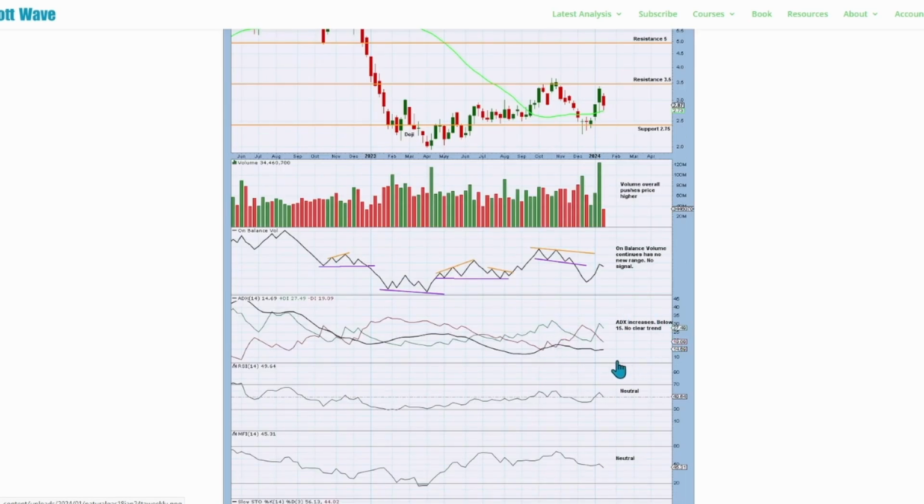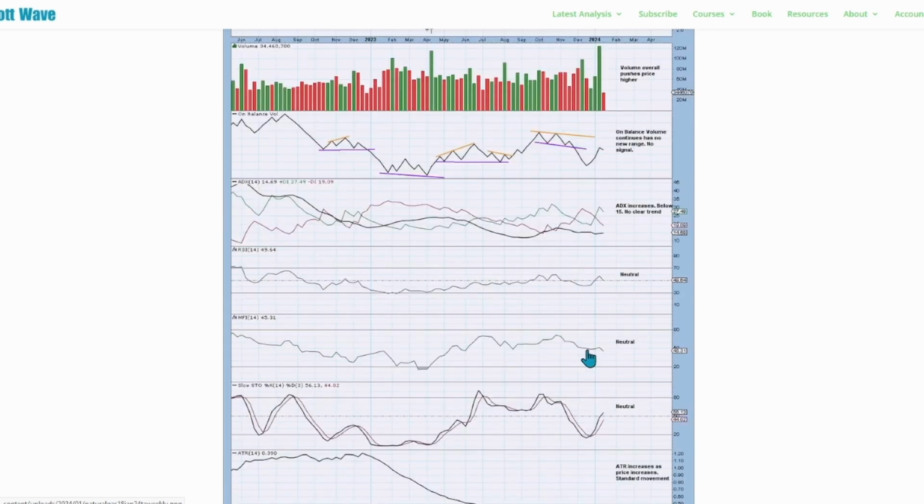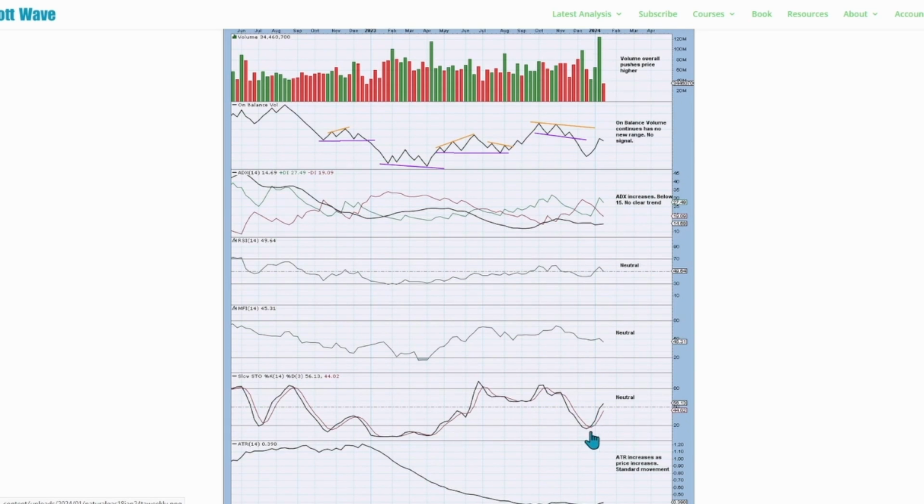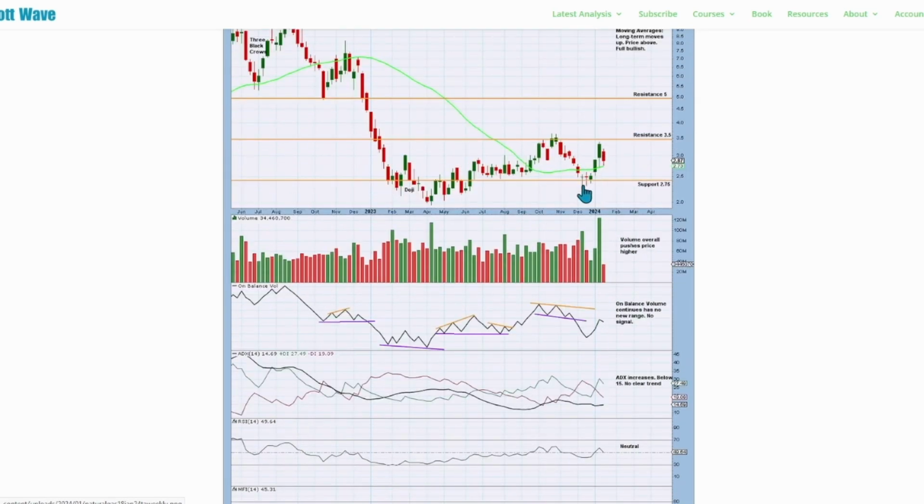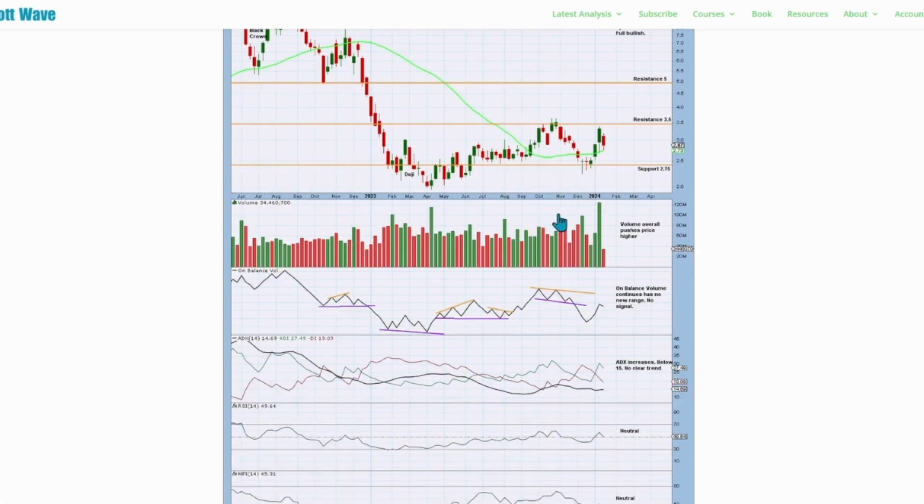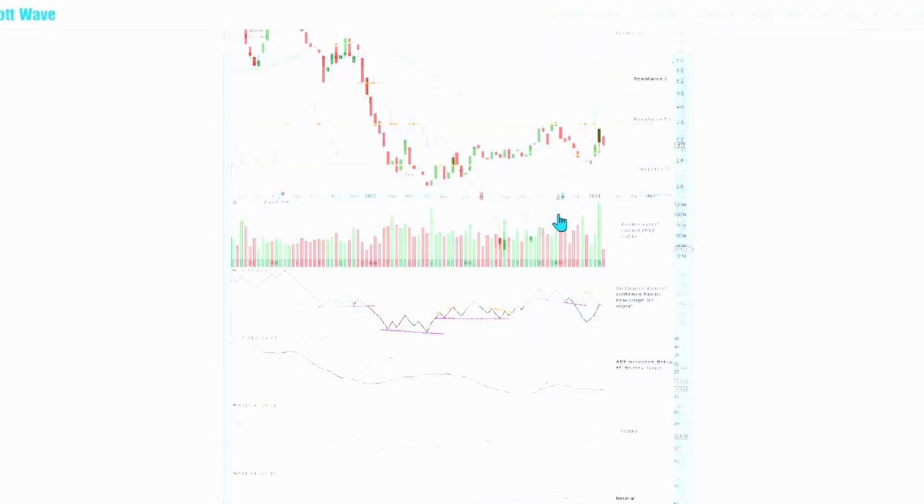ADX is increasing though below 15, showing no clear trend. If the ADX line does increase to and above 15, it will give the strongest bullish signal it can as it increases from a low point and below both DX lines. RSI and money flow both neutral and stochastics neutral and increasing, having just entered oversold here where price found support at 2.75. Overall, this chart supports the Elliott wave count, expecting bullish movement to overall continue upwards.